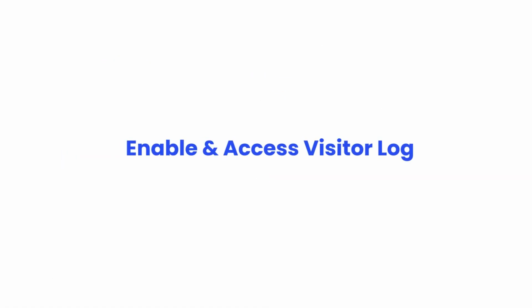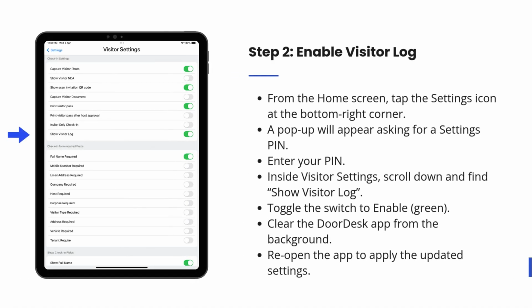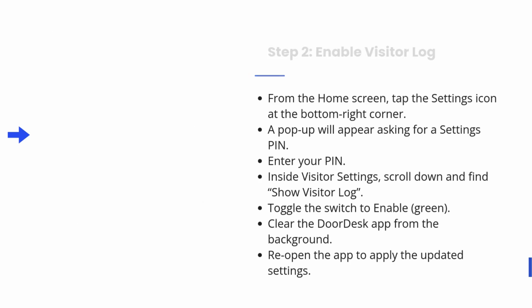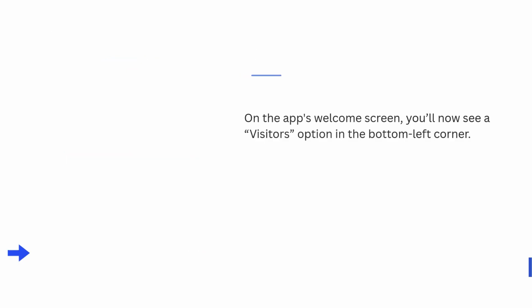Now let's talk about the visitor log. This feature helps you view the list of visitors and their real-time status. First, you need to enable the visitor log. Go to Settings, enter the PIN, scroll down in Visitor Settings, and enable the Show Visitor Log option. Then clear the app from the background and reopen it. Once enabled, you will see the visitor's icon at the bottom left corner of the welcome screen. This is your visitor log.